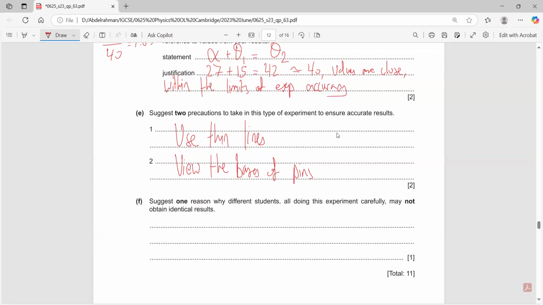So if different students do the same experiment, sometimes they might not have the same results. Why? Because they haven't used thin lines or thin pins. That's why one of the precautions is to use thin lines. Okay, so the lines and pins were too thick. Need to use thin lines and thin pins.